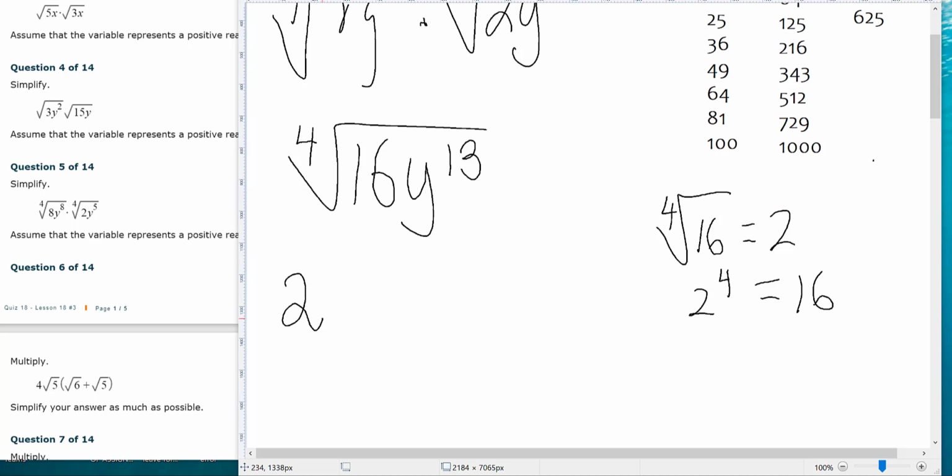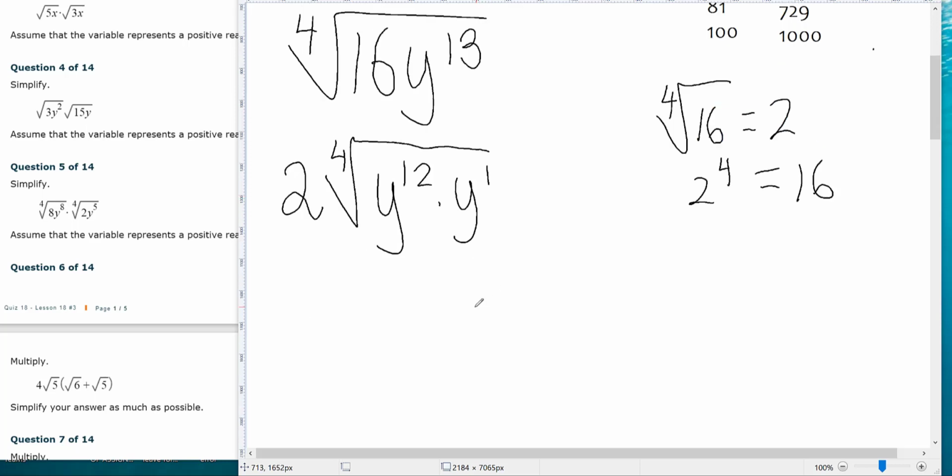Now 4 won't go evenly into 13. So we can rewrite this y to the 13th as y to the 12 times y to the 1. That's a total of 13. And now 4 will go evenly into 12. So this is going to be 2y to the 3rd, because 4 goes into 12 3 times, fourth root of y. 2y to the 3rd, fourth root of y is the final answer for number 5.